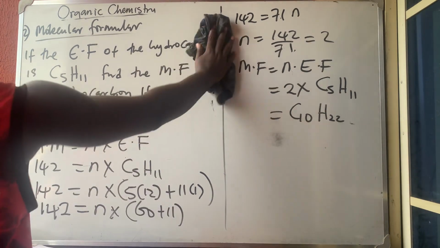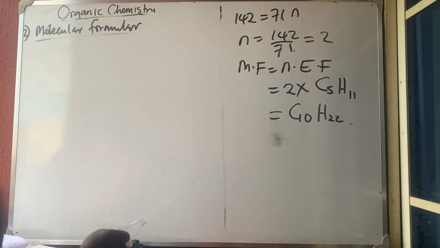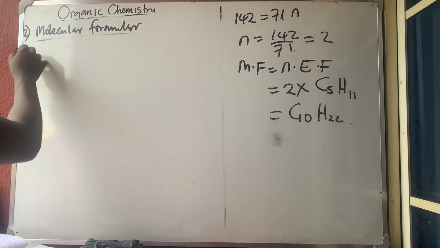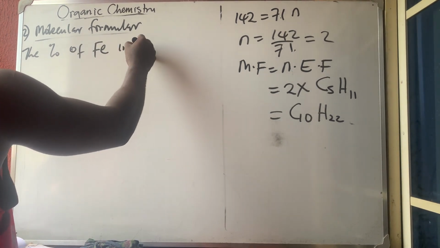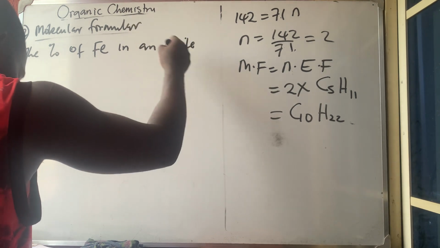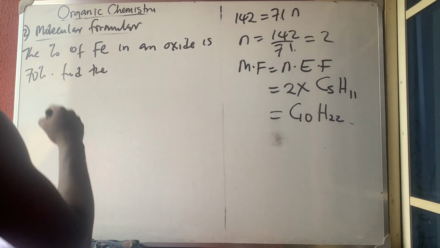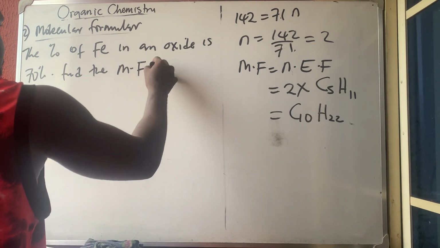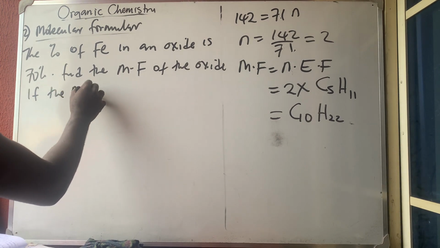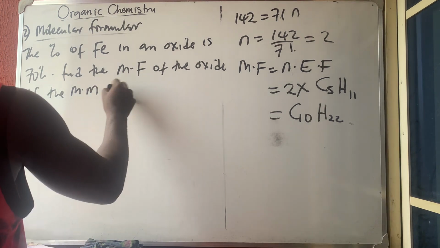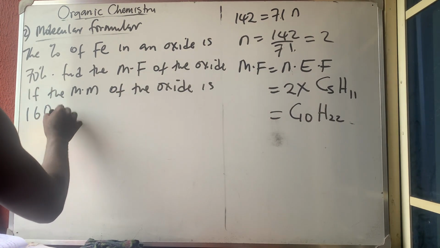Okay, we forge ahead. So the next one said the percentage of Fe in an oxide is 70%. Find the molecular formula of the oxide if the molar mass of the oxide is 160 gram per mole.